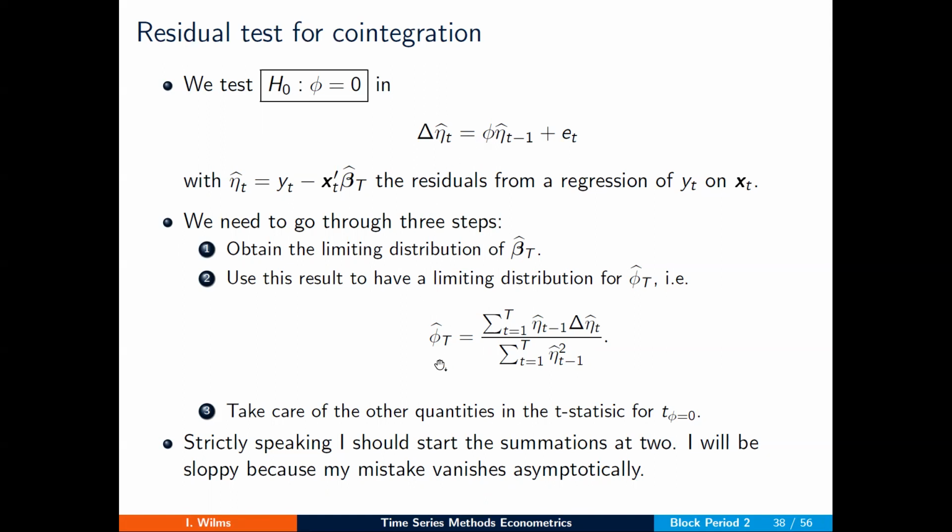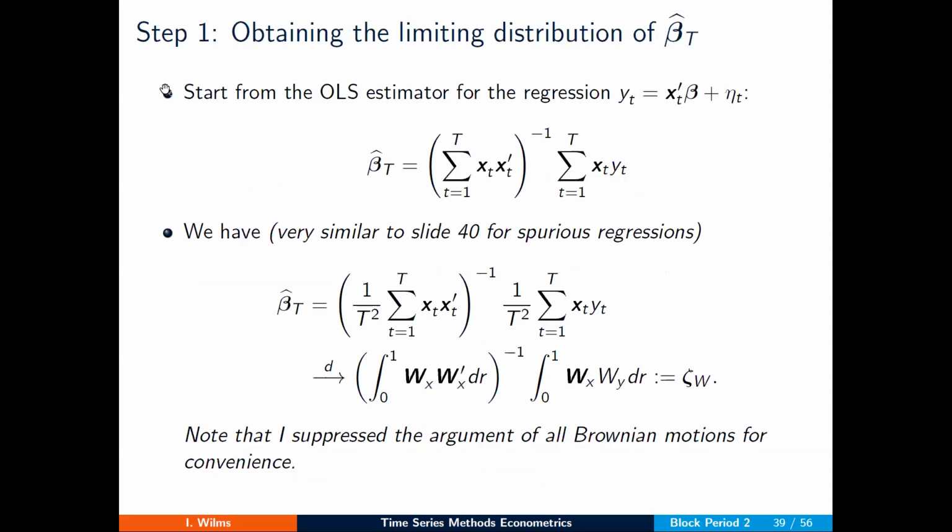There we just start from the definition of the least squares estimator, as usual. In a final step, we then need to take care of all the quantities that pop up in our test statistic for testing the null hypothesis that phi is equal to 0. So let's now go through all of these steps one by one, starting with step 1, the derivation of the limiting distribution of beta hat. So step 1 over here on this slide.